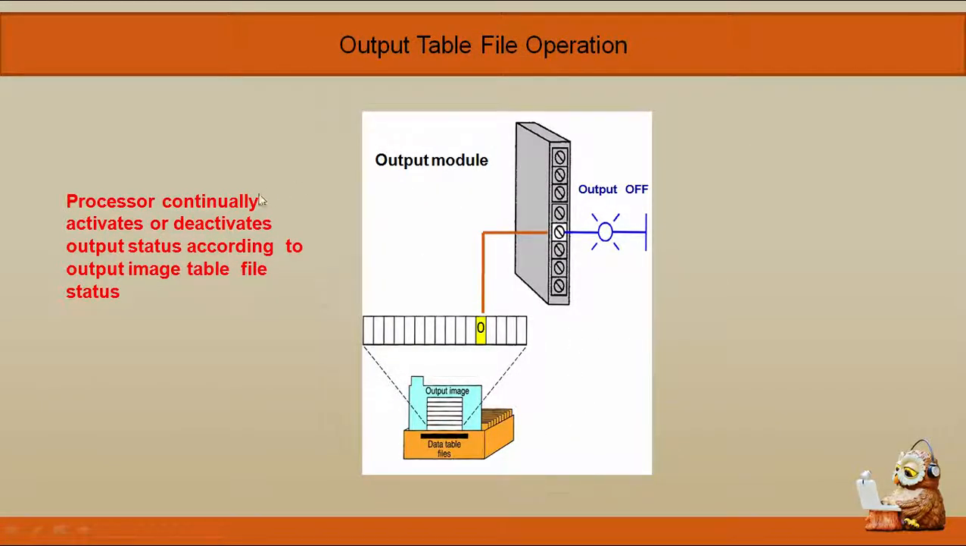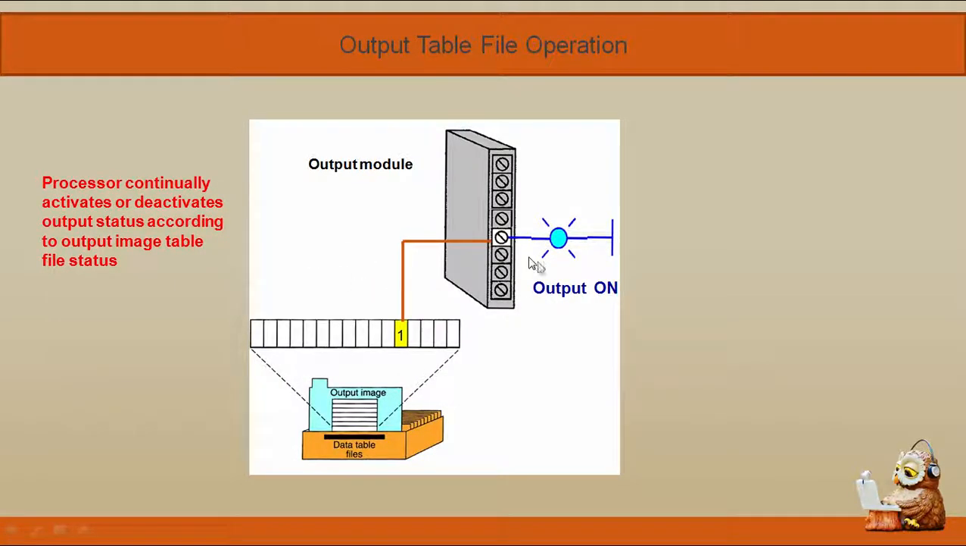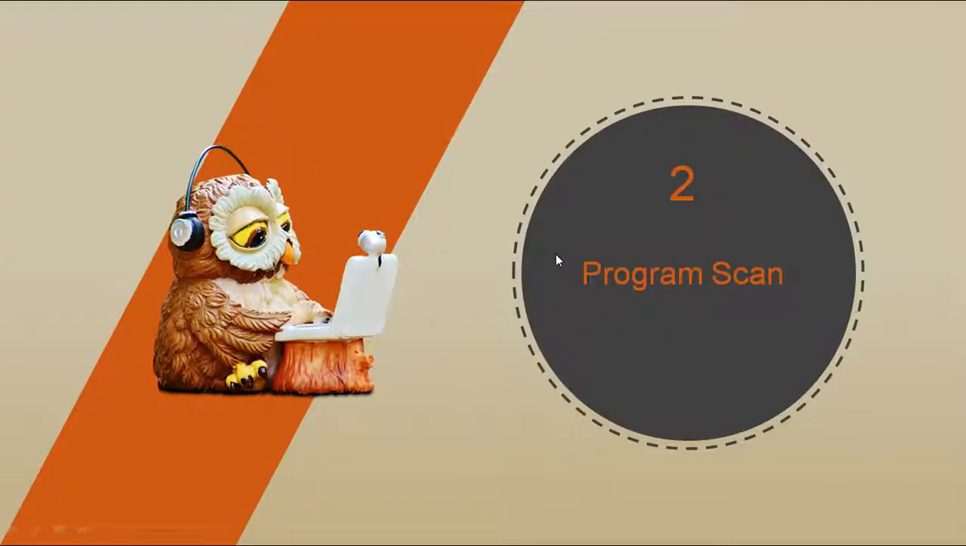Output file operation: the processor continually activates or deactivates output status according to the output image table file. If it is a zero, then the output is off. If there is a one like this, then the output is on. You can put an on symbol over here. So this is how we have such organization of PLC.